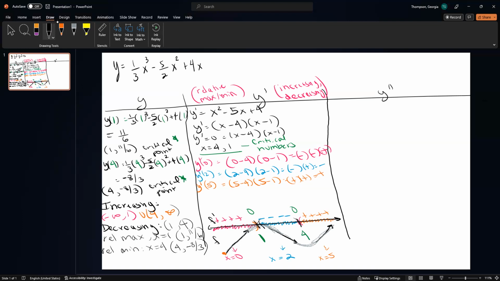So that's the first derivative test that we just did, and that's going to tell us about where it's increasing, decreasing, where it's max and min. So next video, we'll talk about what the second derivative can give us.